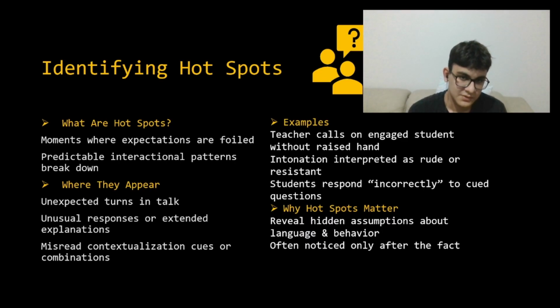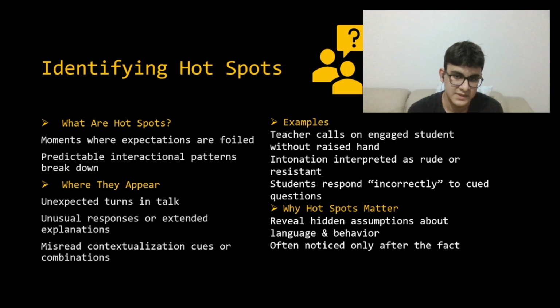We have identifying those hotspots. These hotspots are moments where expectations are foiled in our classroom. Predictable interactional patterns break down, and it makes an unwanted space in our conversations. These appear in unexpected turns in talk, like maybe a sudden change in the topic we're talking about, unusual responses or extended explanations from someone, and misread contextualization cues or combinations.